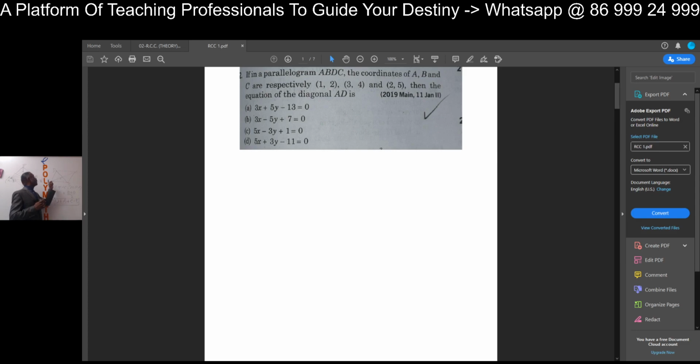Obviously, what happens? The midpoint of AC is equal to midpoint of BD. So find out the midpoint of one diagonal and substitute in the options. If double answers are created, then you have to go for the concept of straight line only. Let us check whether only one answer is there or two answers.